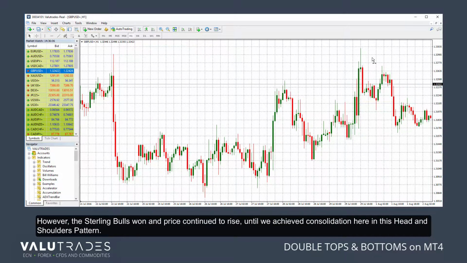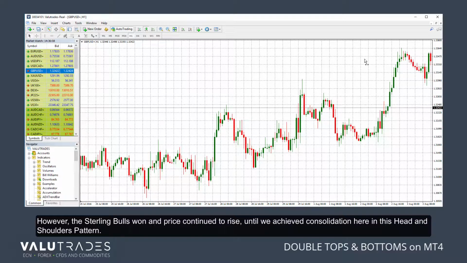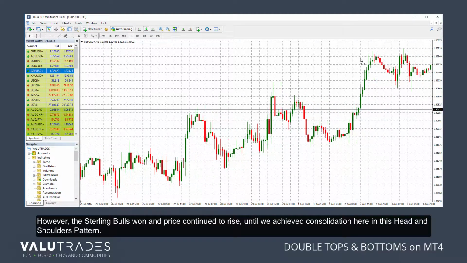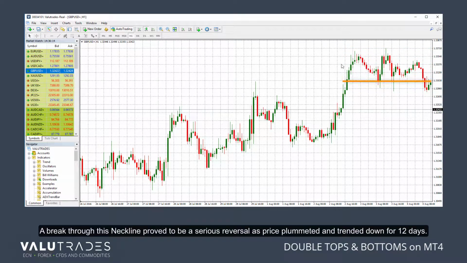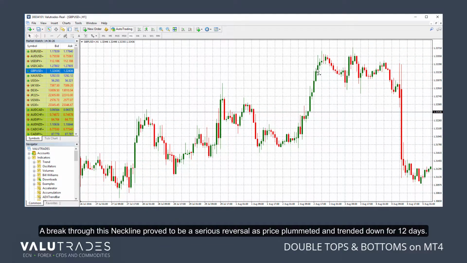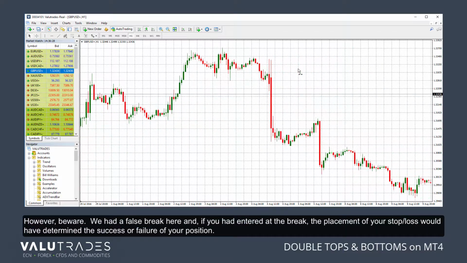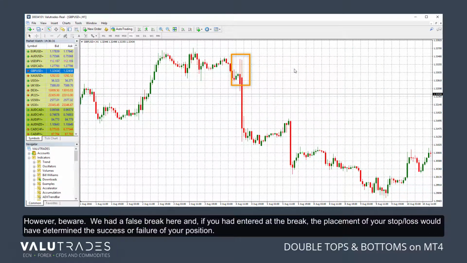However, the sterling bulls won and price continued to rise until we achieved consolidation here in this head and shoulders pattern. A break through this neckline proved to be a serious reversal as price plummeted and trended down for 12 days. However, beware. We had a false breakout here, and if you had entered the trade at the break, the placement of your stop loss would have determined the success or failure of your position.